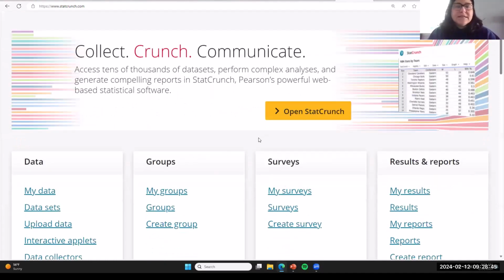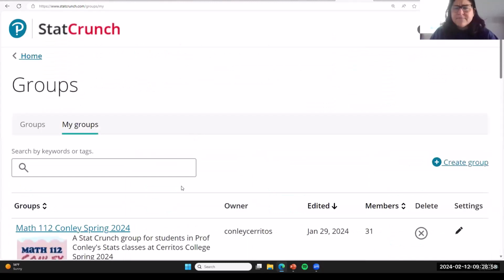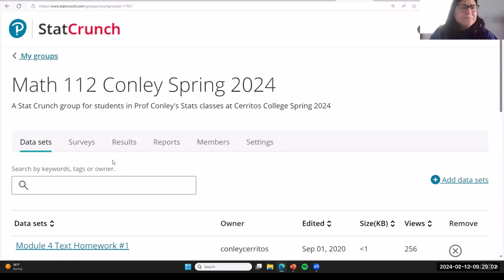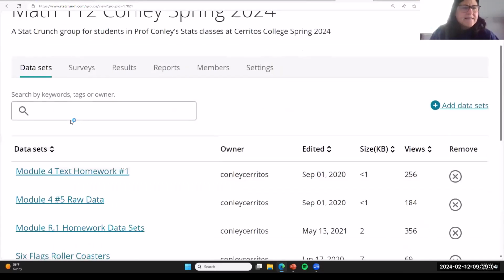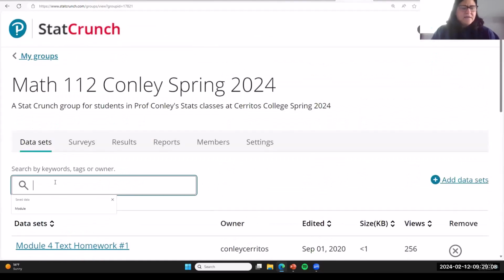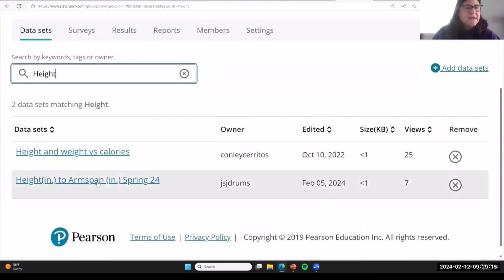And I've got the data that we took in class from when we measured our arm span and our height. I've got the data here in our groups. So I'm going to go to my groups. I think Joel loaded up the data for us. And the Math 112, there's our group. And looking at data sets, I think I'm just going to look up height. I forgot what he named it. But if I look up height, this is it.